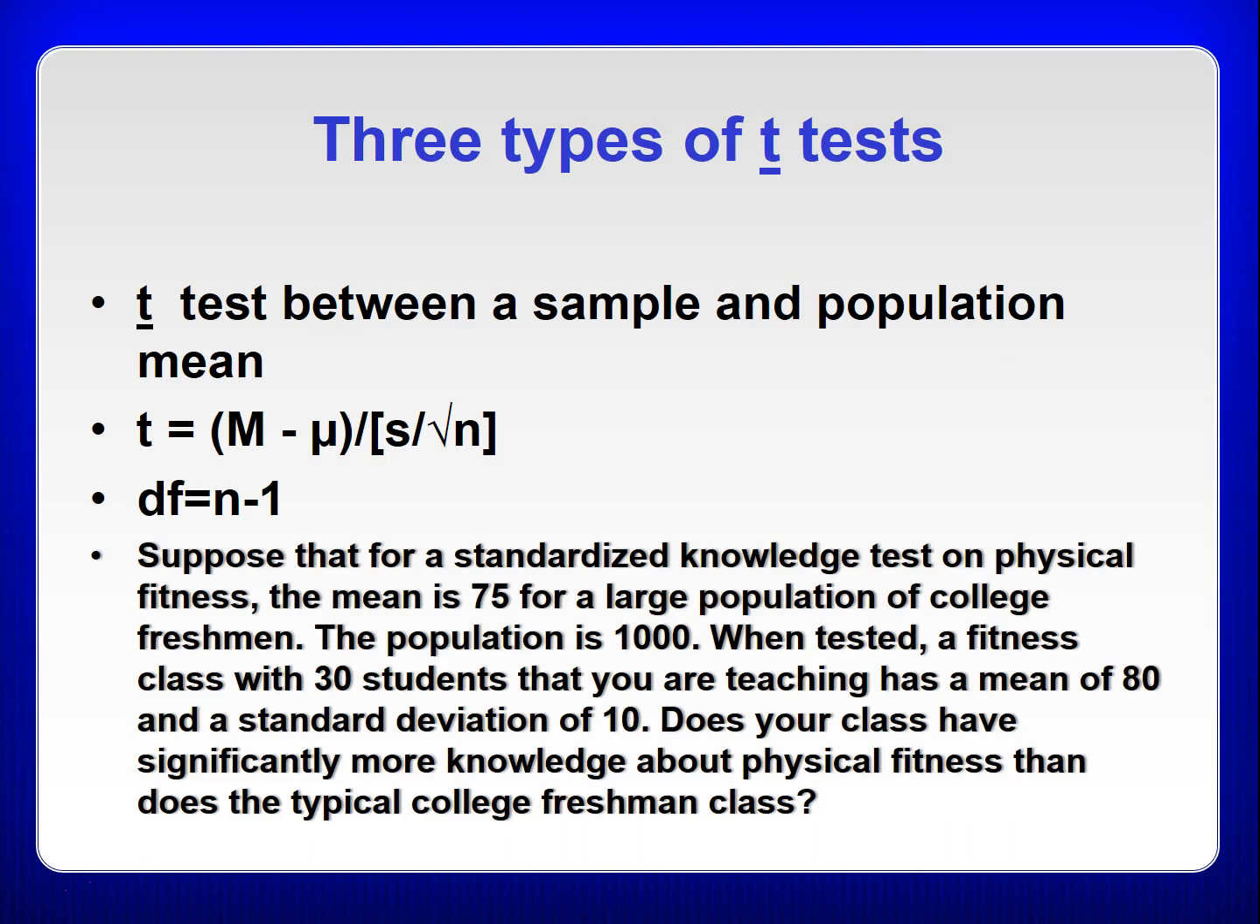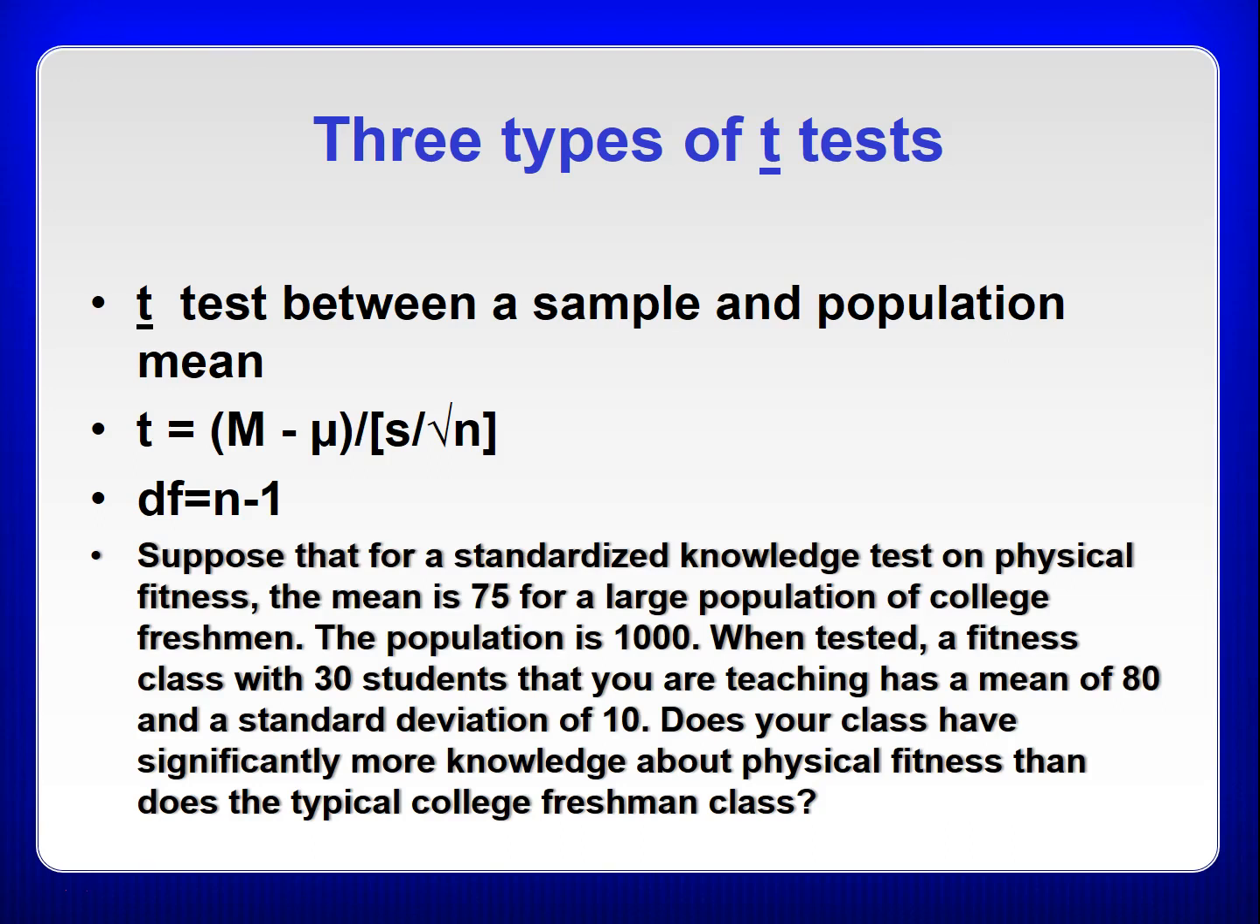For example, suppose that for a standardized knowledge test on physical fitness, the mean is 75 for a large population of college freshmen. The population is 1,000. When tested, a fitness class with 30 students that you are teaching has a mean of 80 and a standard deviation of 10. Does your class have significantly more knowledge about physical fitness than does the typical college freshman class? You can use the formula on the slide and do the math.